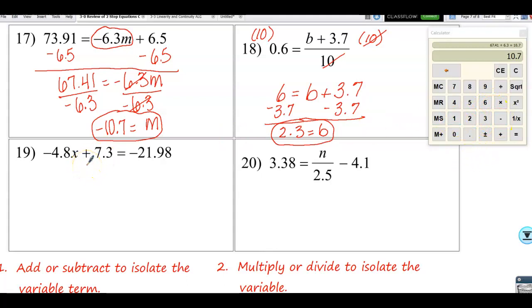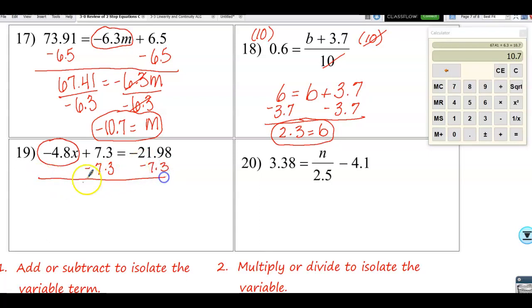This one, oh boy, look at these numbers are just getting uglier and uglier, aren't they? It's a good thing this is the end because I don't know how much more of this you could take. Here's our variable term. We need to get rid of this number, so we will add or subtract. Because it's positive, we're going to subtract 7.3 from both sides.